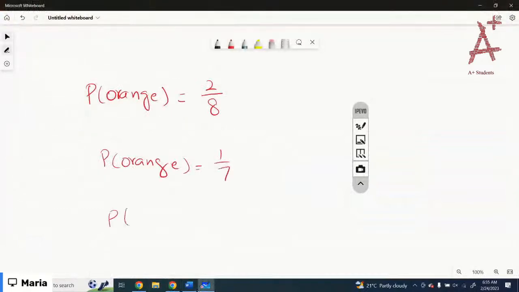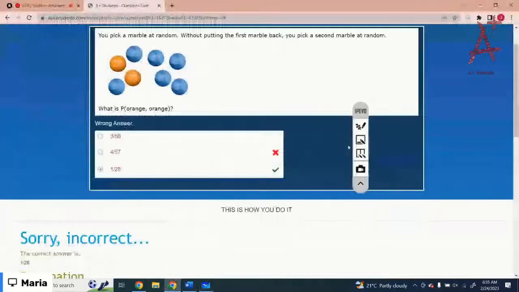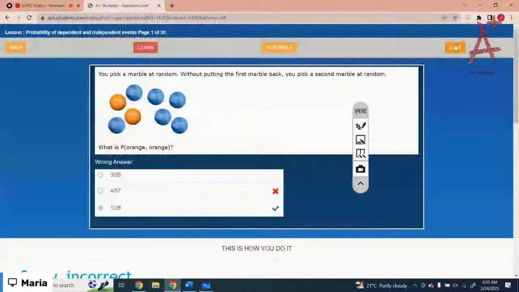You have to calculate now the probability of orange and orange. So it would be 2 by 8 times 1 over 7. 2 times 1 is 2 and 8 times 7 is 56. Divide both numerator and denominator by 2, it would be 1 over 28. Got it? So select the correct option and click on it. Got it?